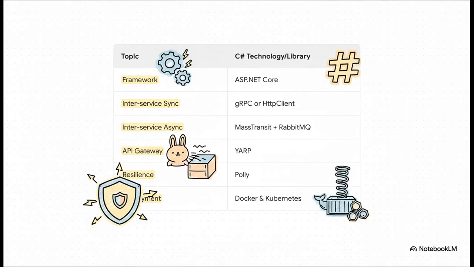Okay, let's just do a quick recap of the whole .NET stack that makes this possible. For the framework itself, we're using ASP.NET Core. For that direct, synchronous communication, we're looking at HttpClient or maybe gRPC. For the more flexible, asynchronous stuff, we're using a library like MassTransit. To manage all the incoming traffic, a gateway like YARP. For resilience, Polly and its circuit breaker pattern are our best friends. And to get it all deployed, we're using Docker. It's a really powerful modern toolkit for building serious, enterprise-level microservices.